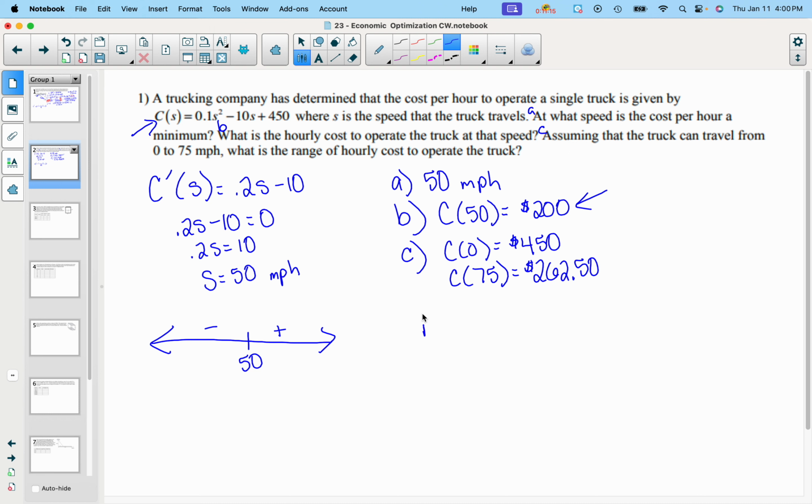So then the range of hourly cost goes from $200, because that's what we found was the minimum, to $450. That actually was the highest cost associated with from 0 to 75 miles per hour.